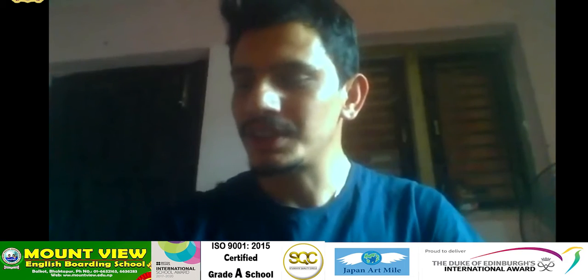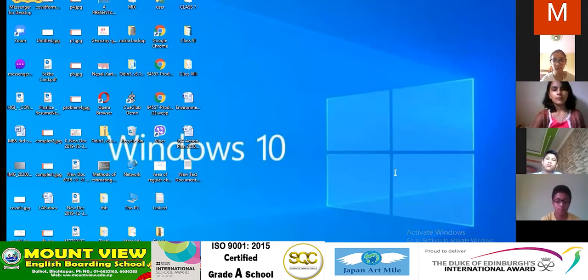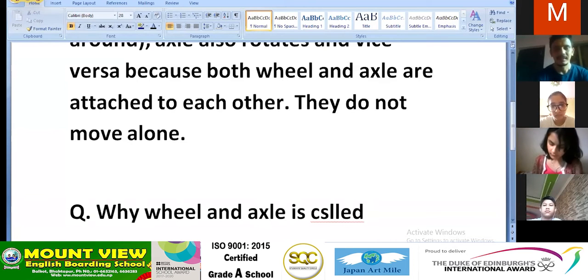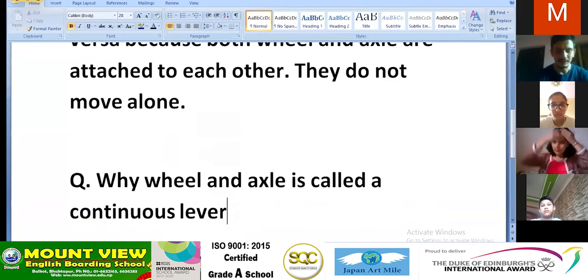Now, in the examination, this question might be asked. This is one of the most important questions. So let me share the screen, and you'll be able to see what's written on the screen. So look at the screen, please. This might be one of the important questions: why is wheel and axle called a continuous lever? The question might be asked in this way.